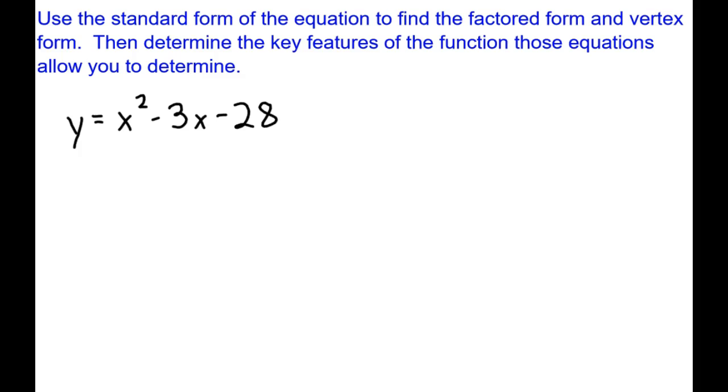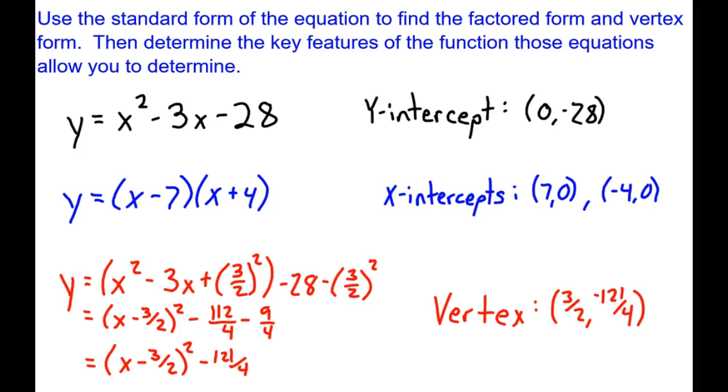Now to the second example, which is going to essentially be the same idea, except we're given the standard form of the equation. We have to find the factored form and the vertex form. Once we have the other forms, then we can identify the key features like we just did in the previous example. So first, looking at the standard form, y equals x squared minus 3x minus 28, we can identify the y-intercept of the graph. Because we plug in 0 for x, these first two terms eliminate, so our y-intercept would occur at the ordered pair 0, -28.